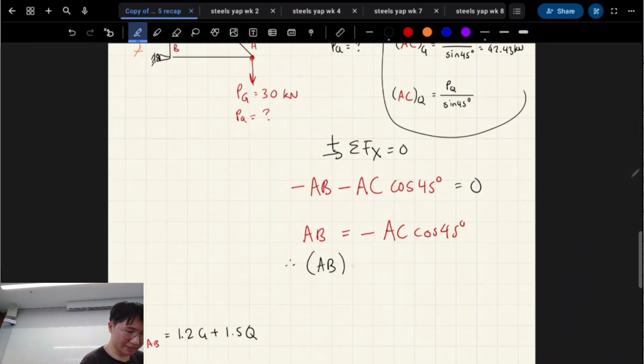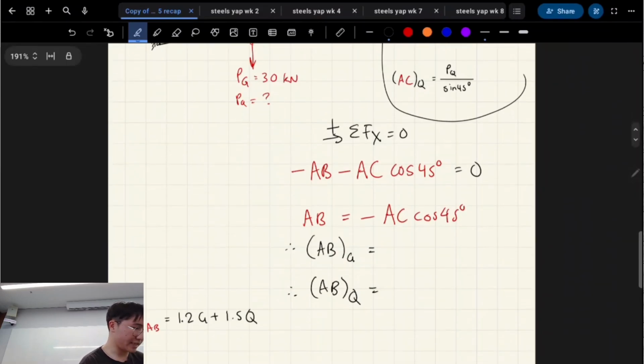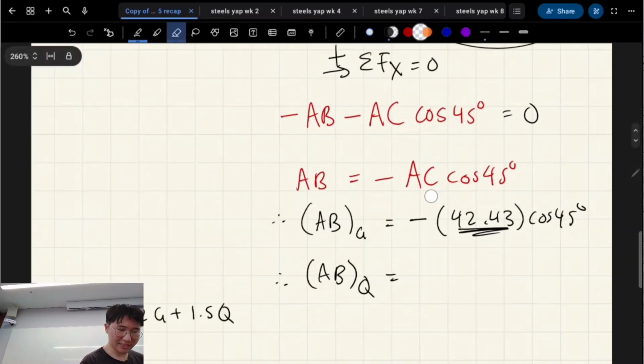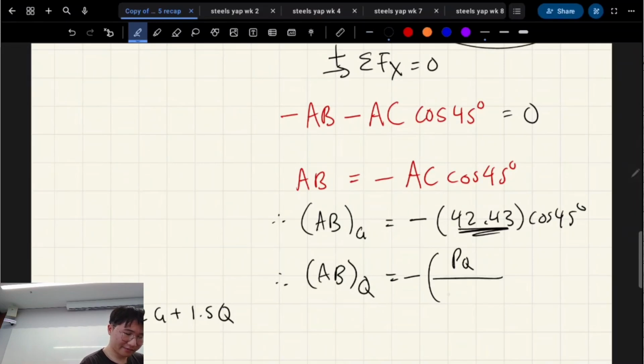So now we do the same thing. We're going to split AB into its G and Q components, okay? It's dead and live components. So all I've done is I've subbed in ACG, right? Which was this constant, right? And now this time we're going to sub in the unknown, which was ACQ, right?